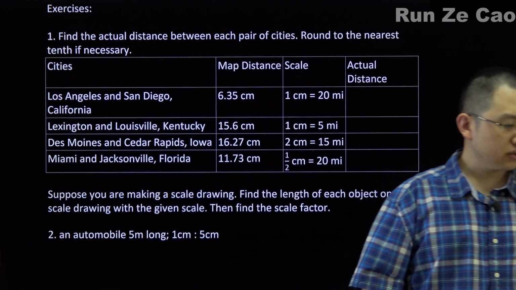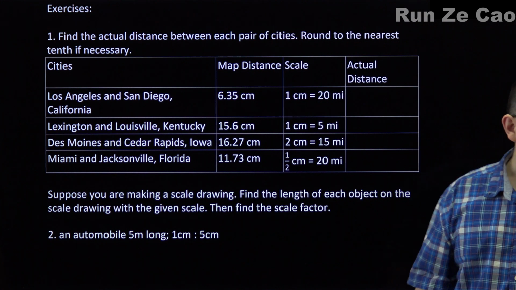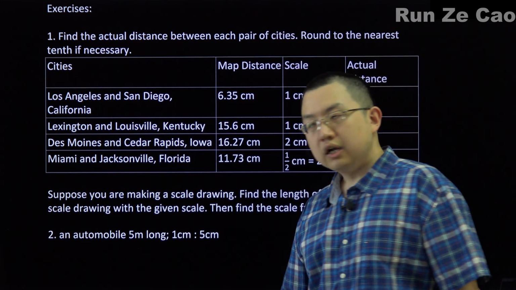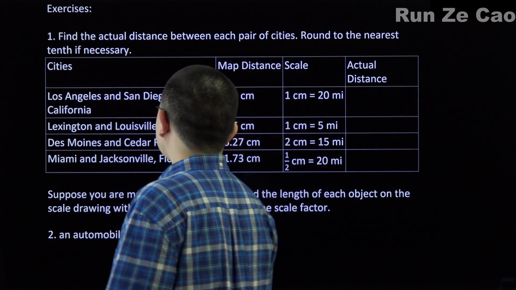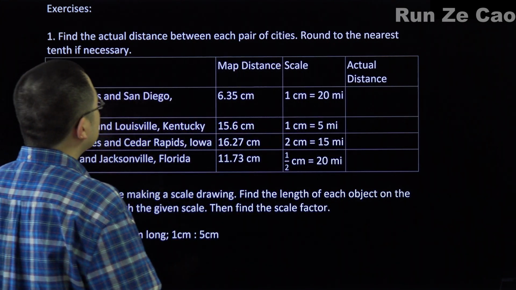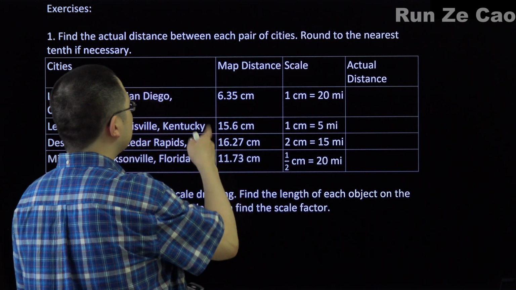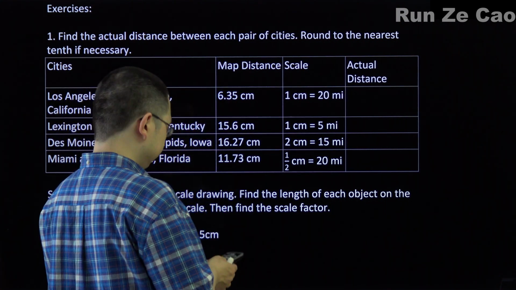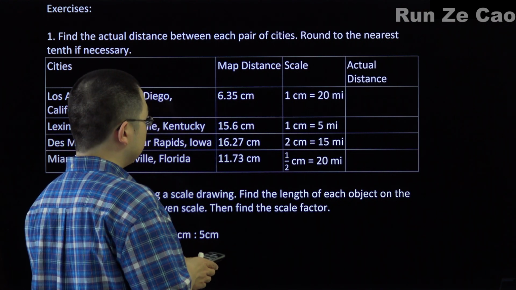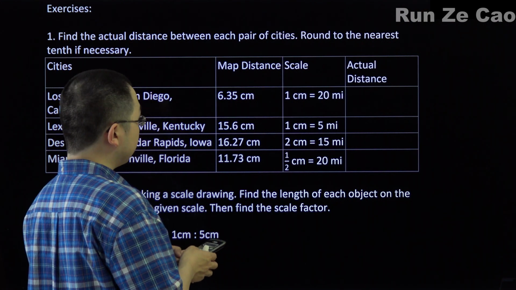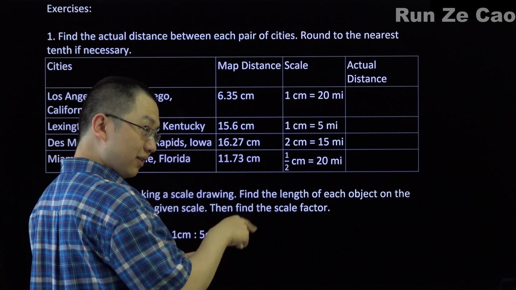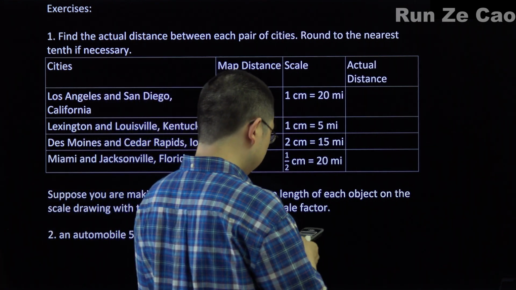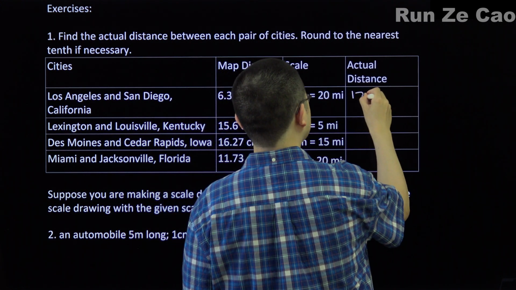Let's find the actual distance between each pair of cities. Round to the nearest tenth if necessary. Los Angeles to San Diego in California. That's a map distance of 6.35 centimeters on a scale of 1 centimeter equals 20 miles. Well then, 6.35 centimeters times 20 miles over 1 centimeter. The centimeters cancel out. In other words, times 20 is 127 miles.